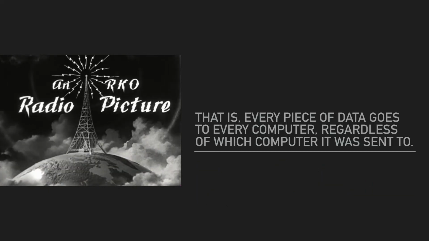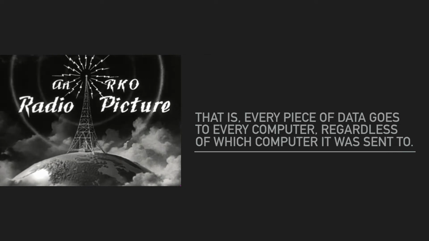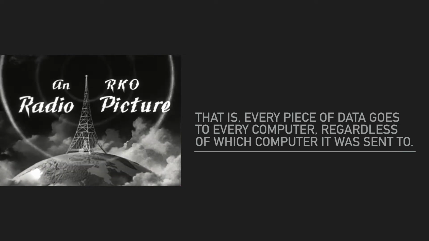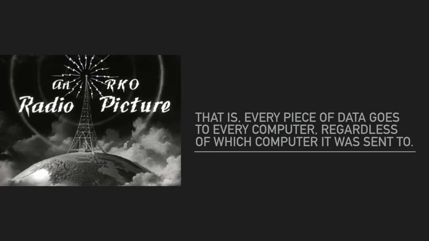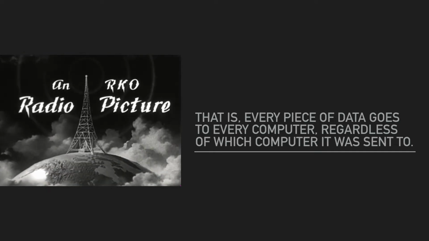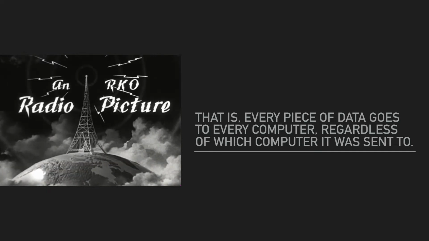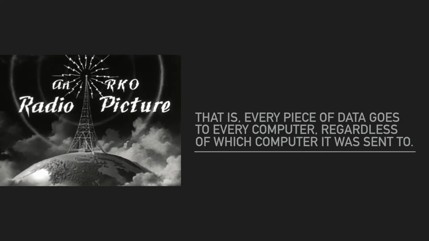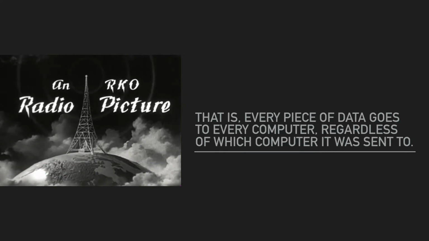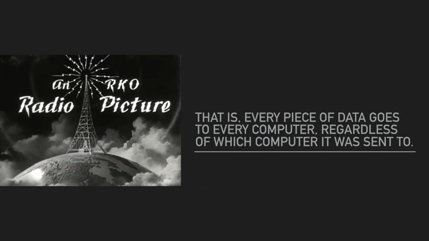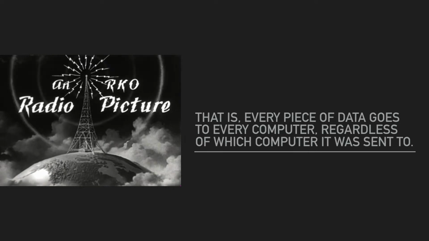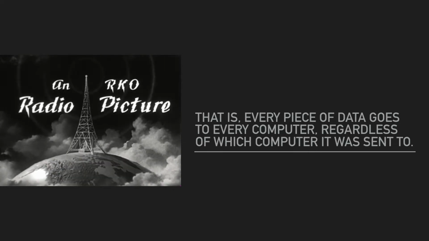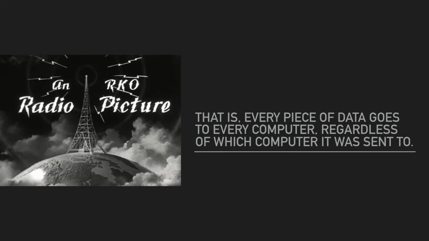So again, with broadcast networks, every piece of data goes to every computer, regardless of what computer it was supposed to go to. And this is literally like terrestrial radio and TV, which is why I'm using the RKO radio picture GIF. If you have 26 computers on a network, and computer A wants to send a file to computer B, computer C through Z will get every piece of data that computer B gets. They'll usually ignore it because that data is not meant for them, but they'll still get it.